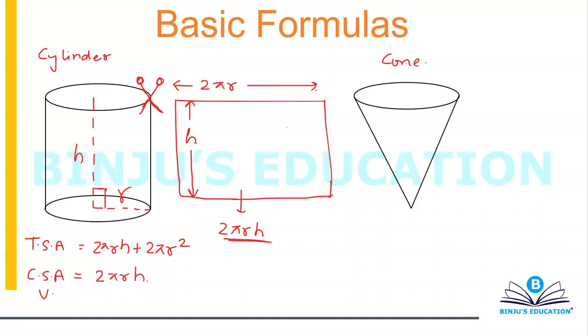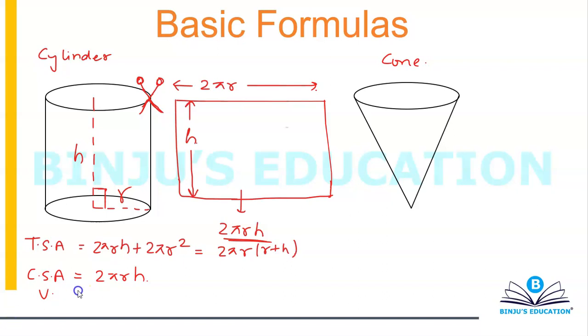So this is basically the difference between the curved surface area and the total surface area. You can also simplify the total surface area, and this will become 2 pi r into (r plus h). But the bottom line is it's nothing but the area of the curved part, the area of the circle at the top, and the area of the circle at the bottom. Nothing else is there.